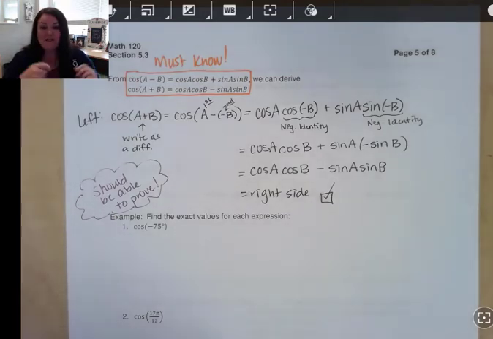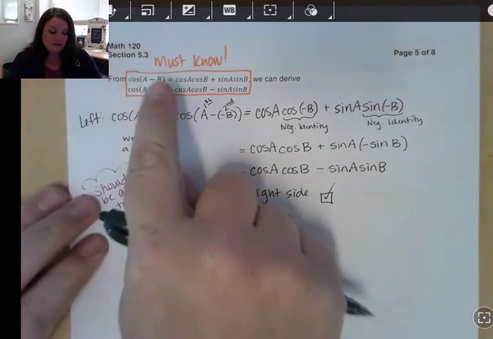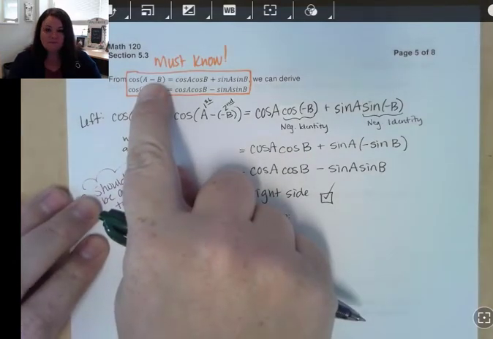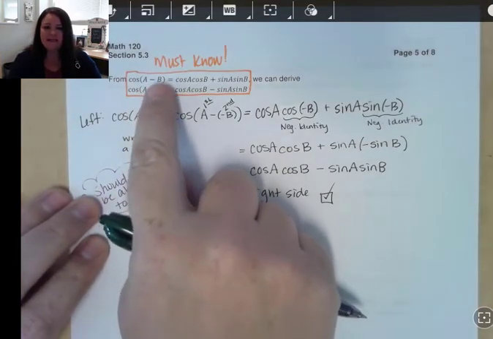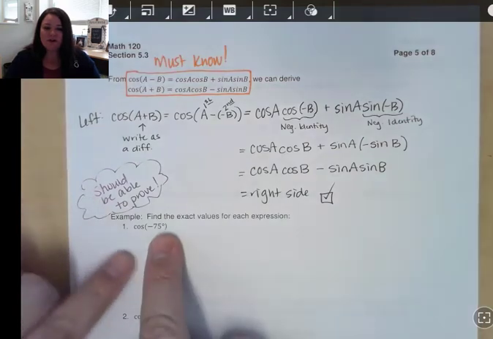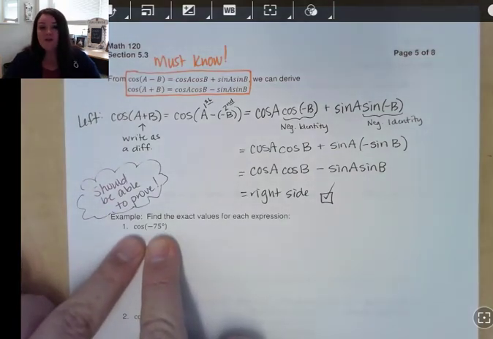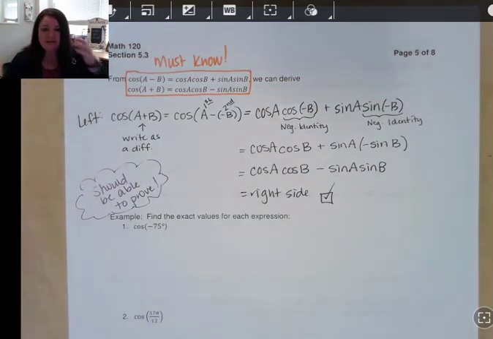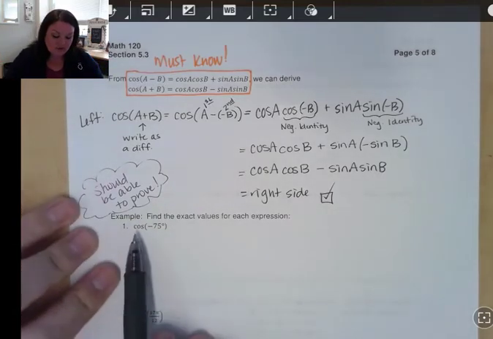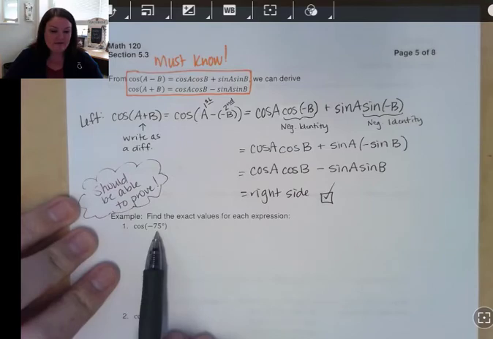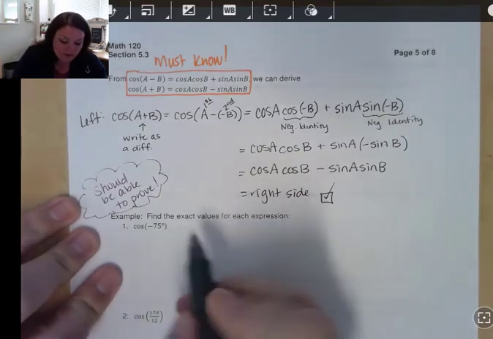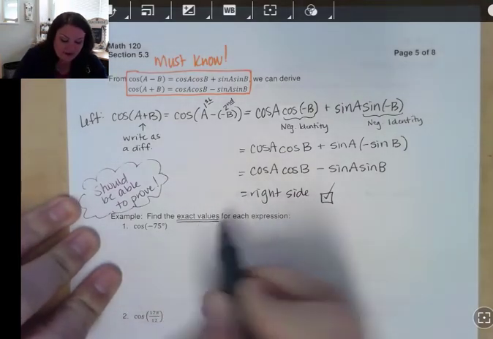Same idea. We can use these cosine sum and difference identities to calculate trig function values for angles where otherwise all we would be able to do is have a decimal approximation, right? So let's look at the first example. We have cosine of negative 75. Okay, and we want to find the exact values.